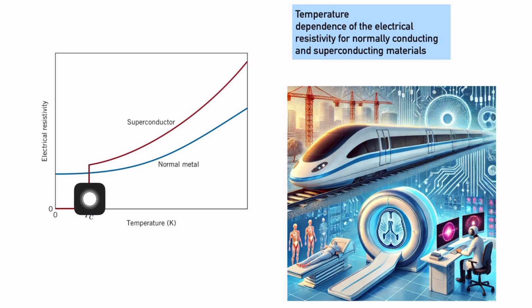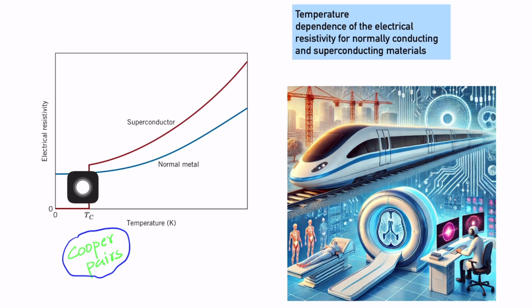This happens because the electrons pair up to form what we call a Cooper pair. As the electrons get paired up in the form of Cooper pairs, they can move easily through the lattice without scattering. This pairing is a quantum mechanical effect and is the key reason behind the zero resistivity.